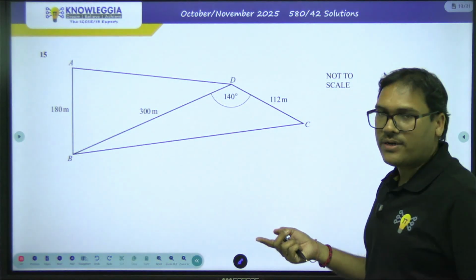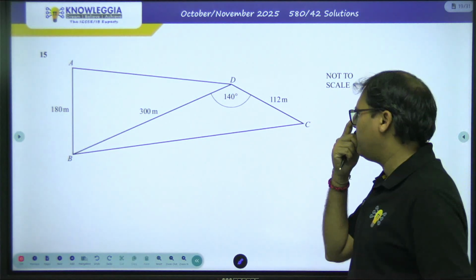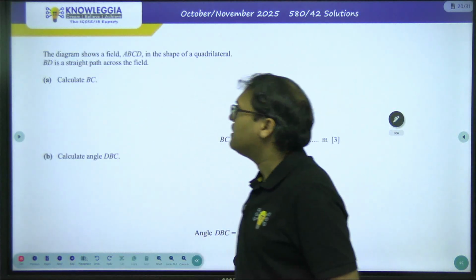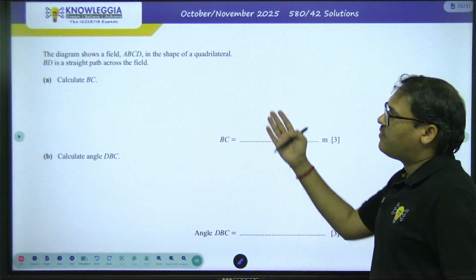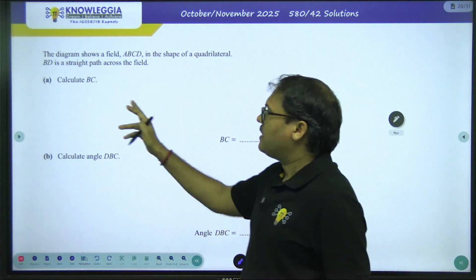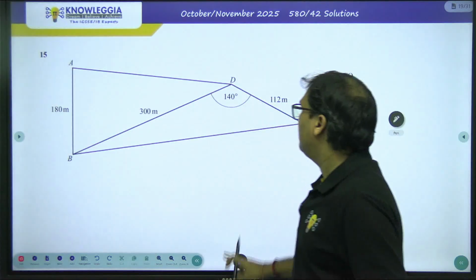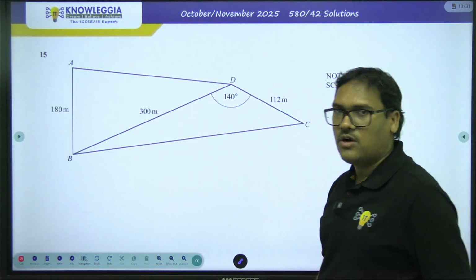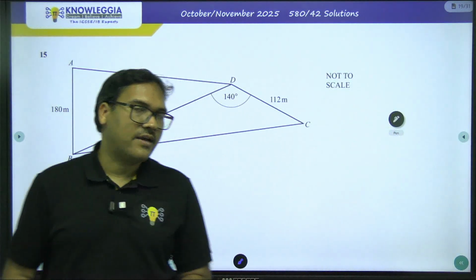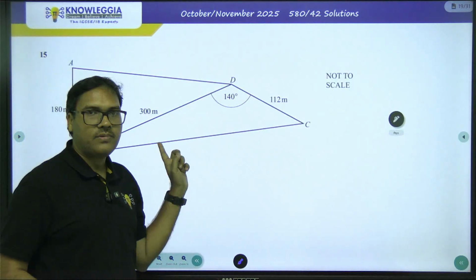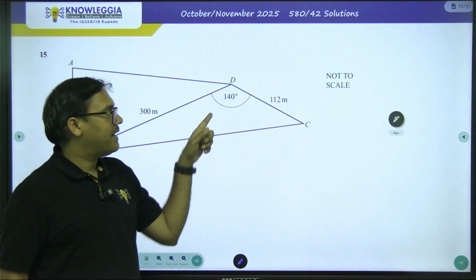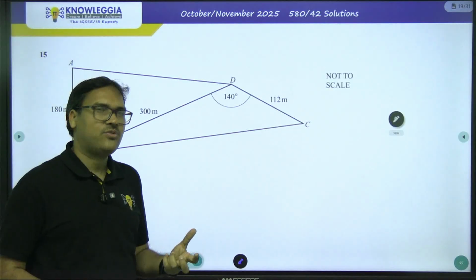Now the question on trigonometry. This is the question which is given to you, with the diagram given to you. Now the question here is a quadrilateral. ABD is a part. Calculate the side BC. So let's see. You have to find BC. Now how will you find BC? In the triangle, two sides are given and the angle between them is given. So the best way is to use the cosine rule.